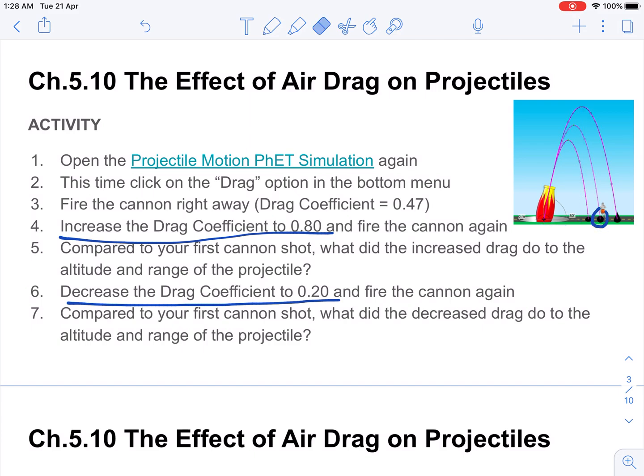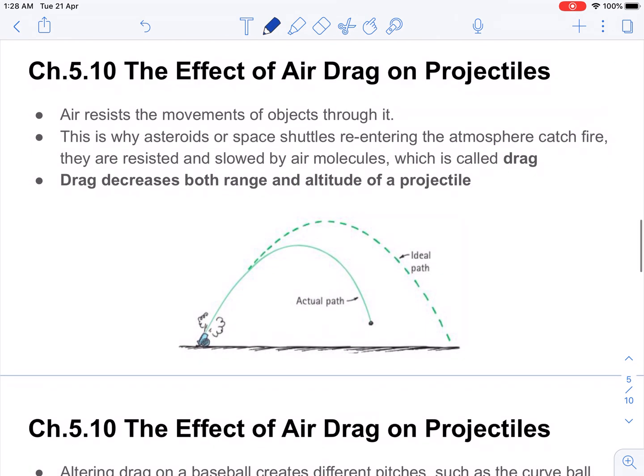And so you probably, hopefully, surmised this from the activity, but drag tends to decrease these things, right? It decreases both range and altitude. These things do not fly as far as they normally would. And this has limitations in things like athletics, right? Baseball players are constantly fighting against the drag of air.